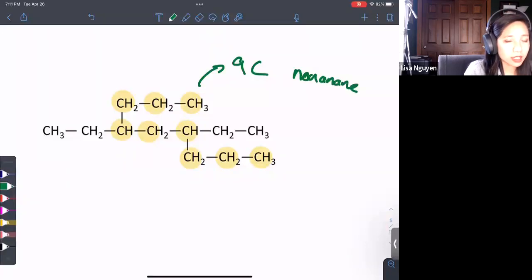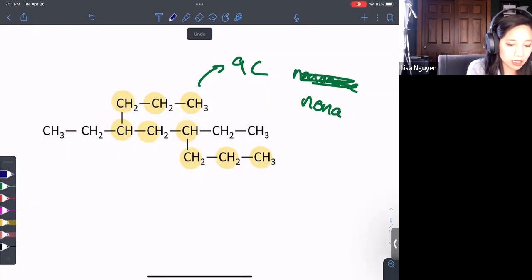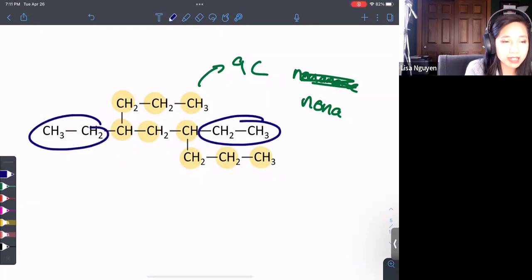No, I think I spelled that wrong. Nonane. Yeah, nonane. So 9 carbons. And so nonane counts as all those carbons I have in a row here. So now I just need to name the substituents that I haven't highlighted. So this substituent and that substituent.